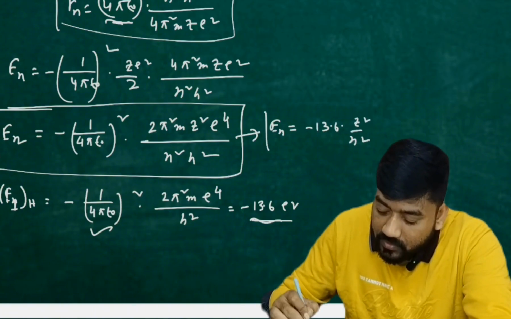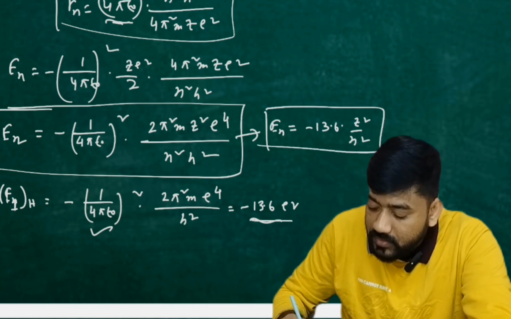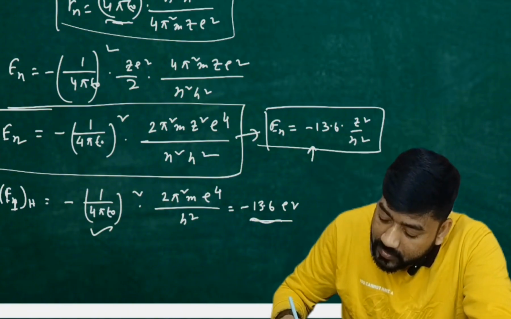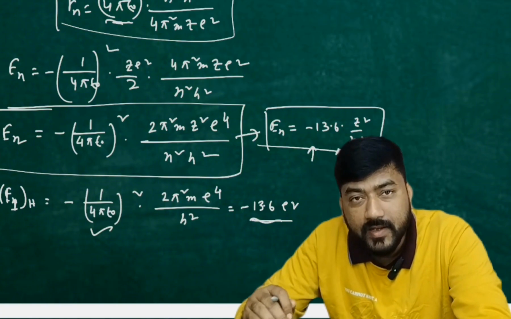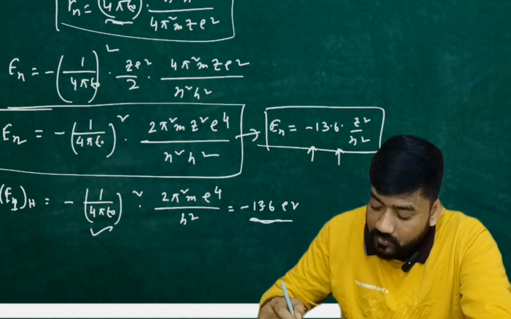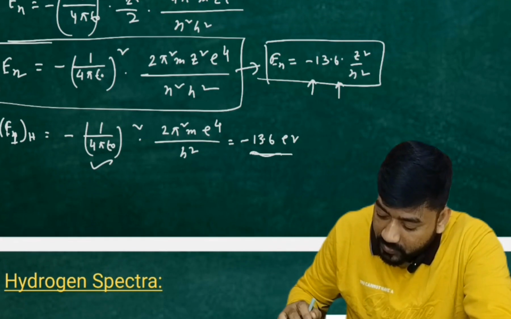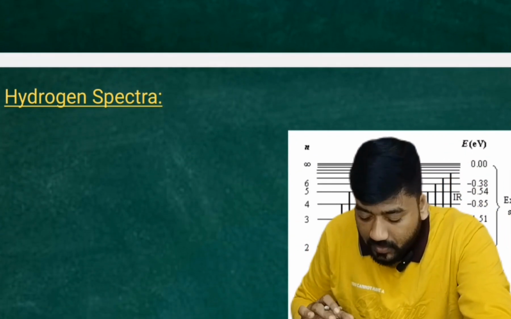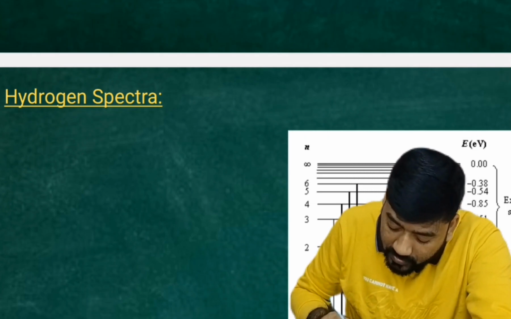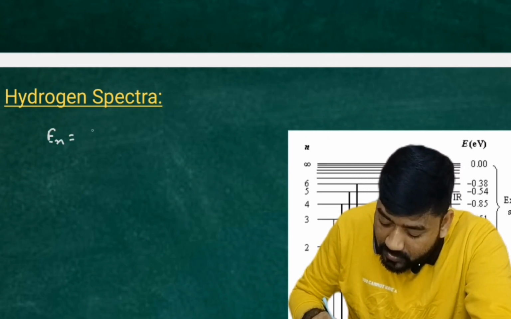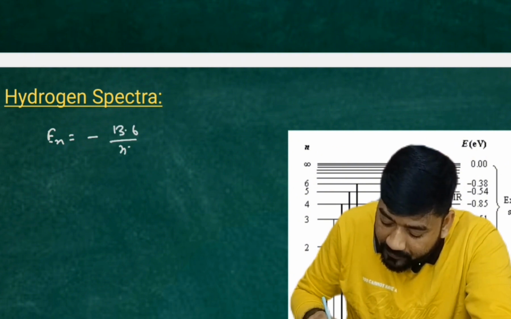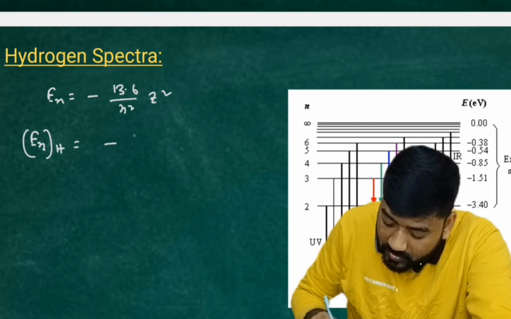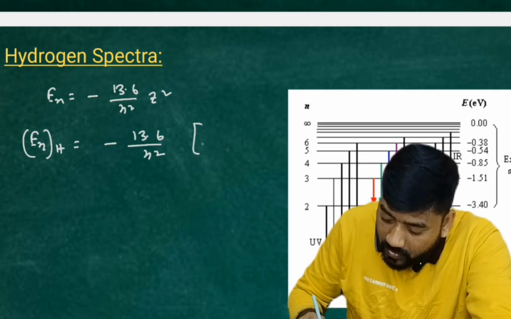So this is also the general expression of the total energy, minus 13.6 into z square upon n square. From this expression we can find out the different energy levels for n equal to 1, n equal to 2. For the hydrogen atom, from this expression of En, we can also understand and discuss the hydrogen spectra. So what is En? The expression for En is basically minus 13.6 upon n square into z square. But if you talk about En for hydrogen atom directly, it will be just minus 13.6 upon n square, because for hydrogen atom z is equal to 1.